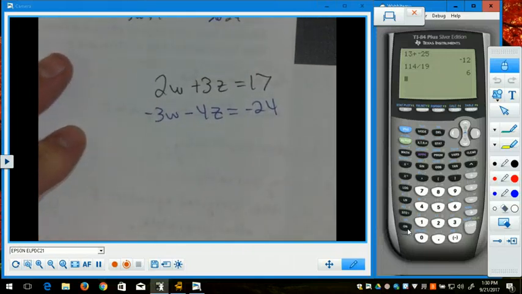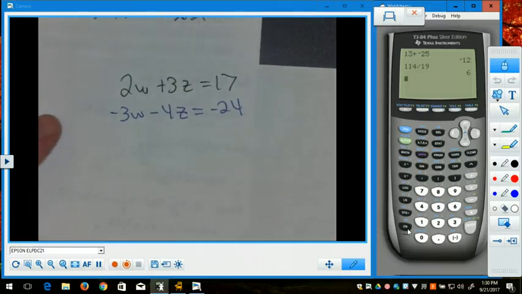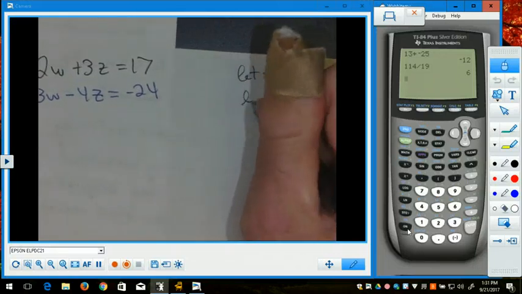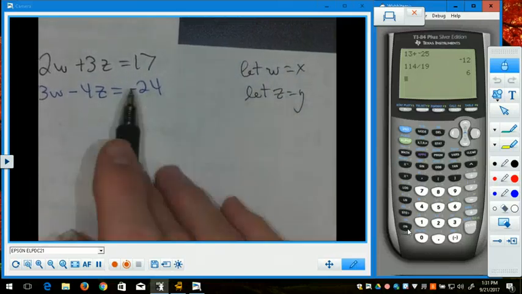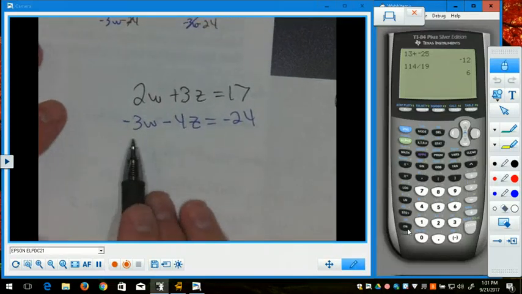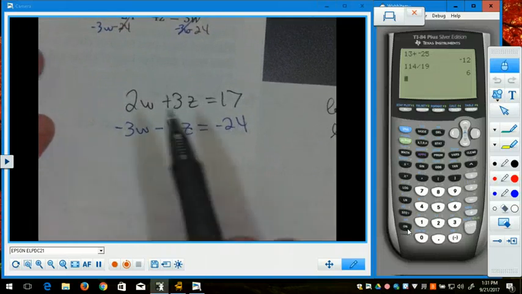Now, it doesn't matter whether you target w or z. If you want, you can call them x and y, but make sure you label, like let w equal x, let z equal y, and then you change them all, and then in the end you change them back. But most of you will be okay working with the other variables.